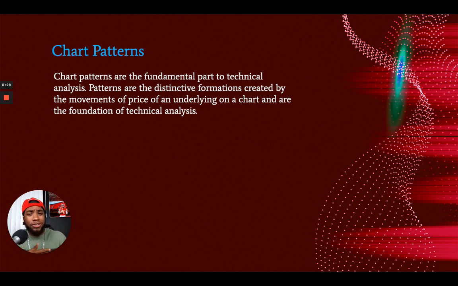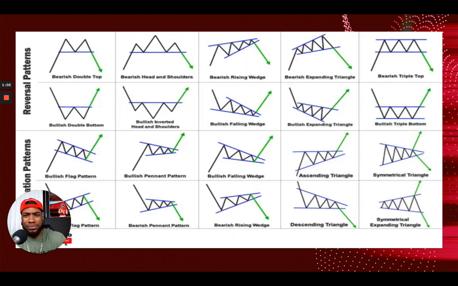So chart patterns are a fundamental part of technical analysis. Patterns are distinctive formations created by the movements of price of an underlying on a chart. And really, when it comes to personal use, it's one of the biggest things I use in trading, because there's nothing better than knowing how to read price and price patterns, chart patterns, candlestick patterns. They give you exactly what you need out of price, especially if you combine it with things like support and resistance, quarter point levels, market momentum, market sentiment. Ooh, you're golden.